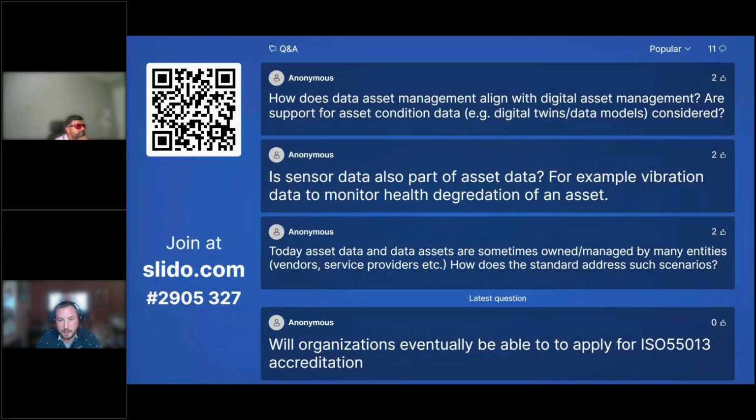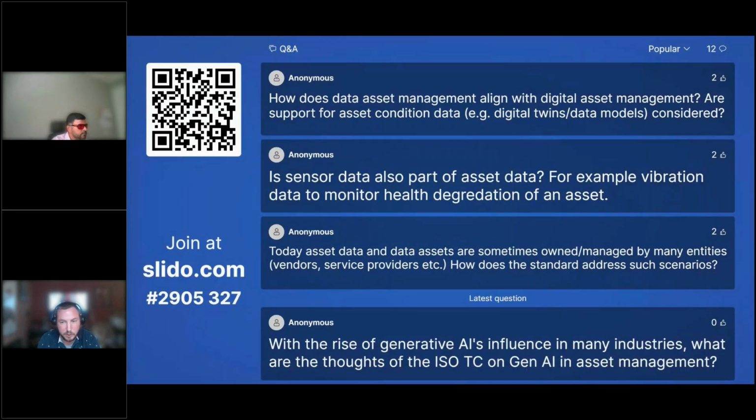Thank you. Next question you have been asked is, how does data asset management align with digital asset management? Is support for asset condition data, for example, digital twins data models, considered? Let me read that again. How does data asset management align with digital asset management? Is support for asset condition data considered? Well, data could be analog and could be digital, correct? So digital is just a subset of data.